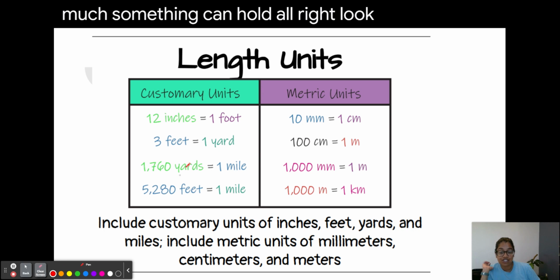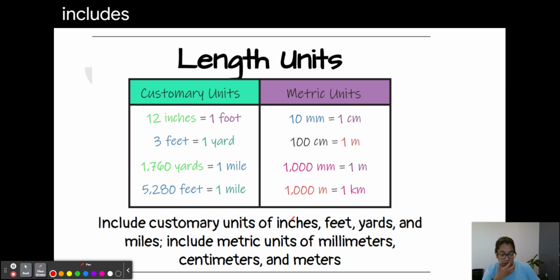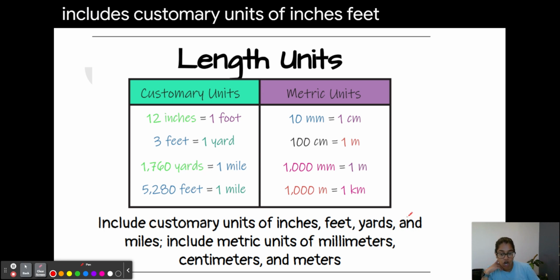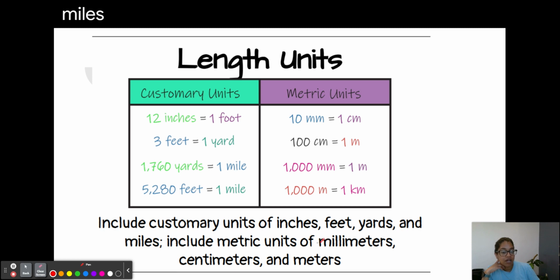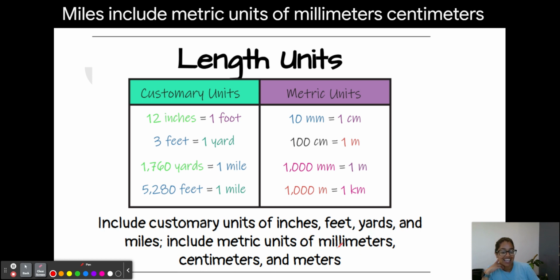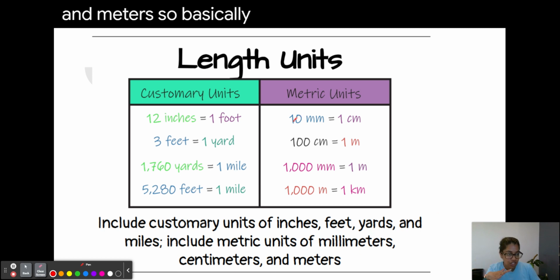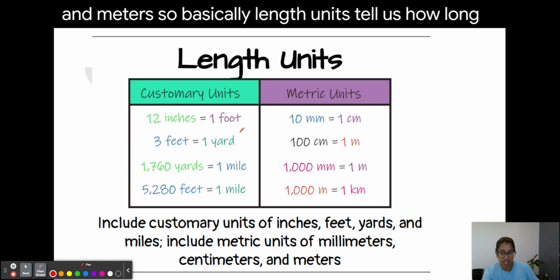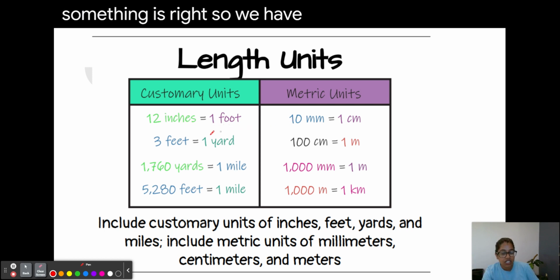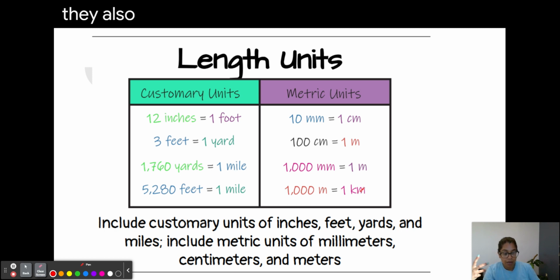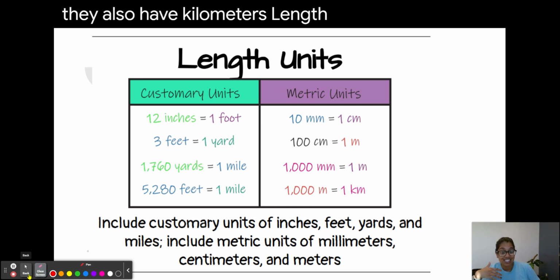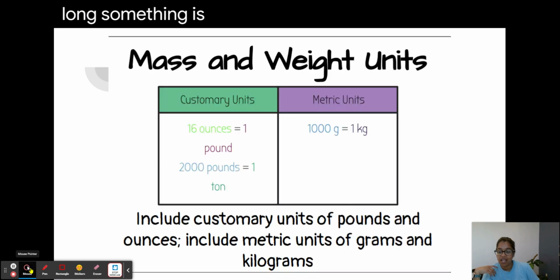All right, length. Length includes customary units of inches, feet, yards, and miles. It includes metric units of millimeters, centimeters, and meters. Basically, length units tell us how long something is, right? So we have a foot, we have inches, we also have kilometers, we have miles. These are all length. They're telling us how long something is.